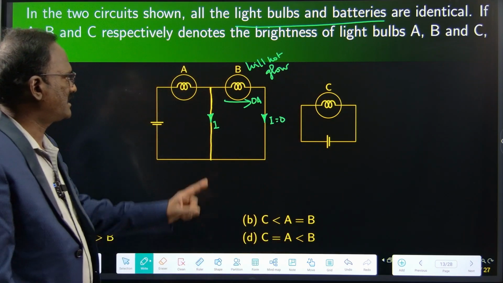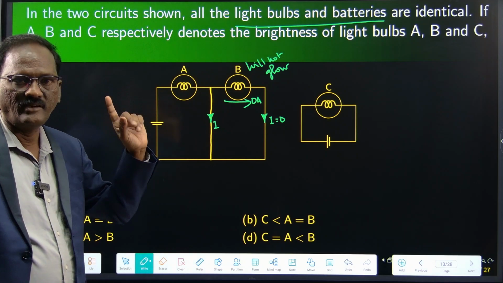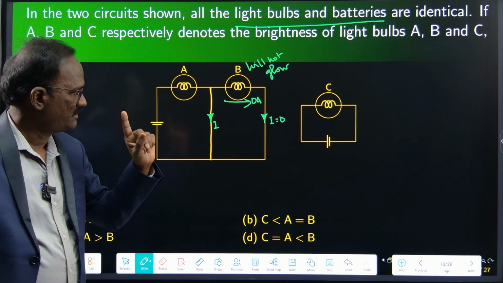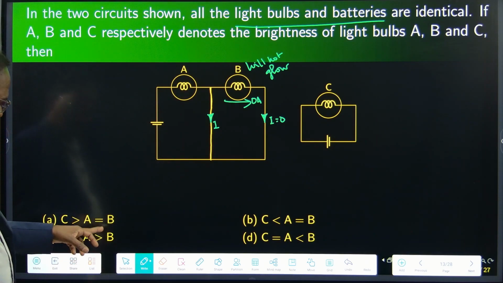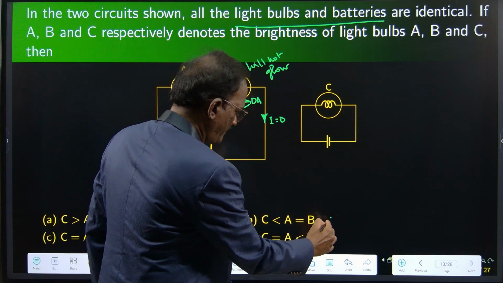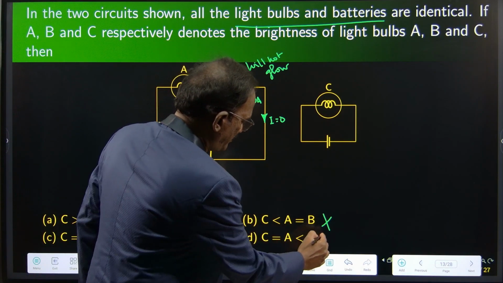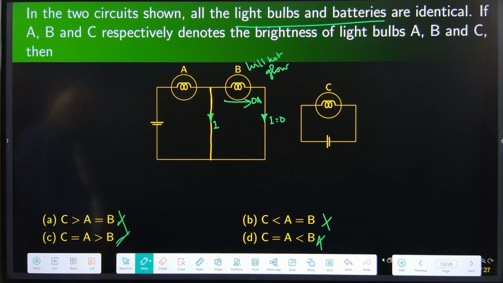So immediately we can get this point. The brightness of B will be the lowest one. Less than, it is equal, wrong. A is equal to B, wrong. A greater than B, wrong. This one must be the answer. So among the 4 options given, the option C, the brightness level of B is low here.